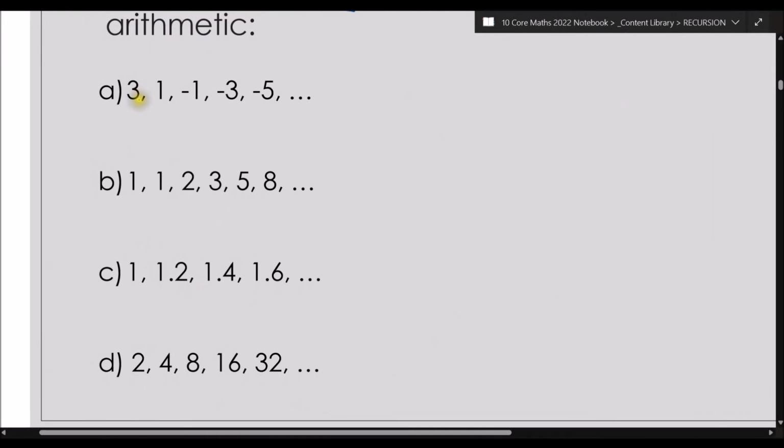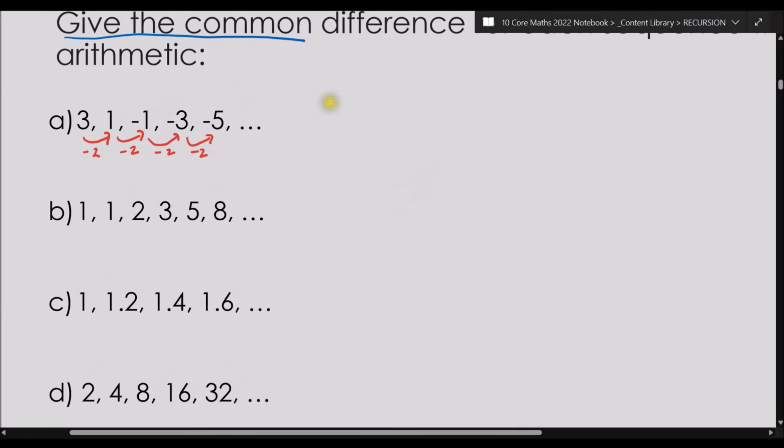So I can see for the first one it goes 3, then 1, then -1, -3, -5. If I was to test this, I can see 3 to 1 is -2, 1 to -1 is -2 as well, -1 to -3 is -2. So it's minusing by 2 each time. Therefore, it is an arithmetic sequence. So the common difference, show your working out. I know you can see right there that the common difference is going to be -2.